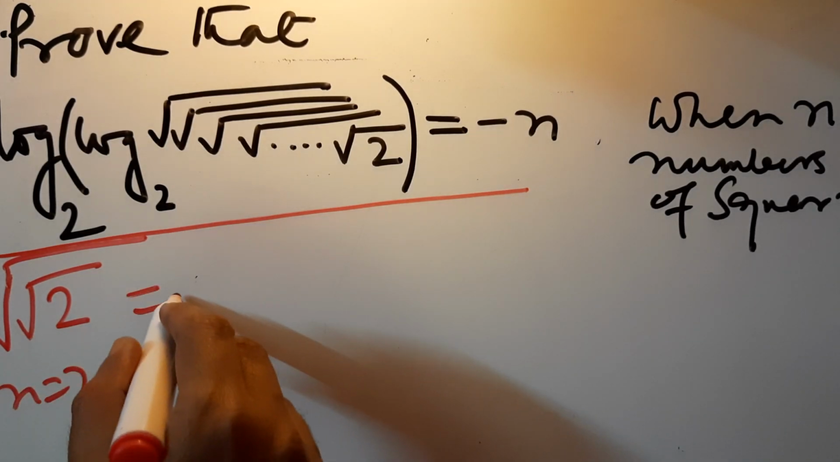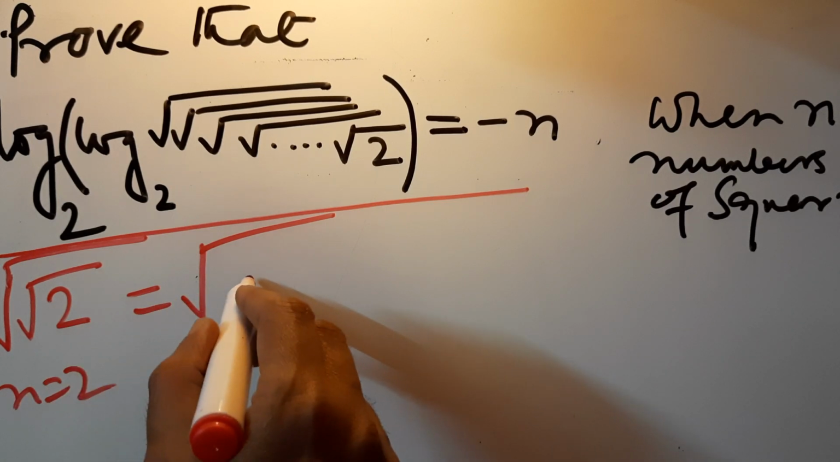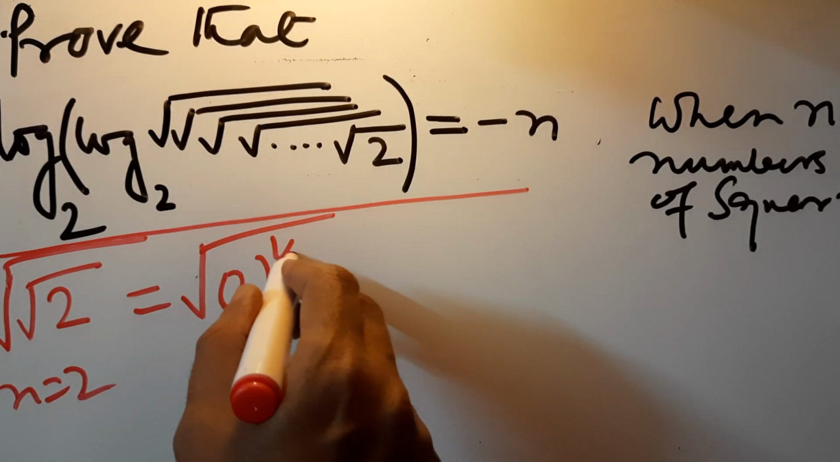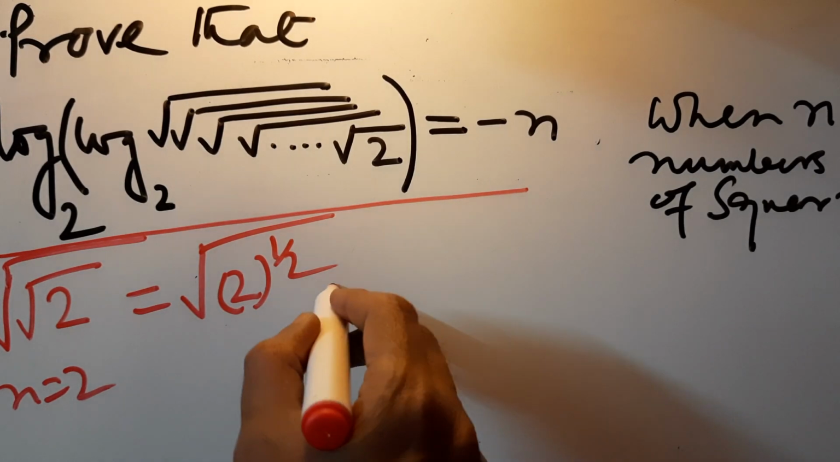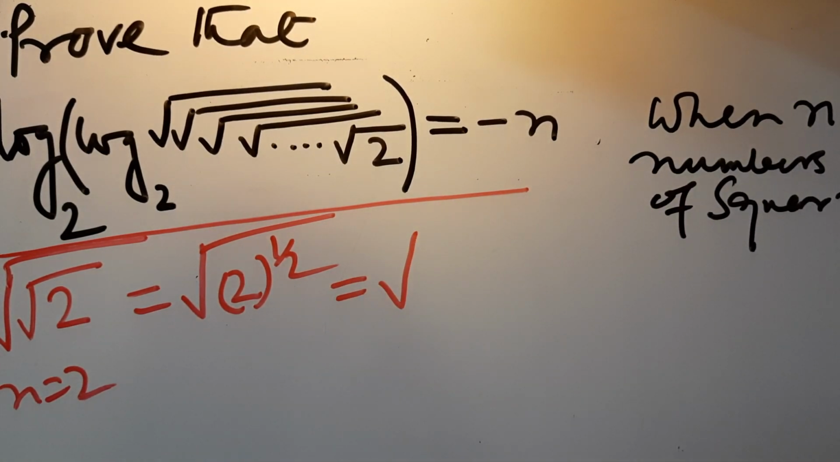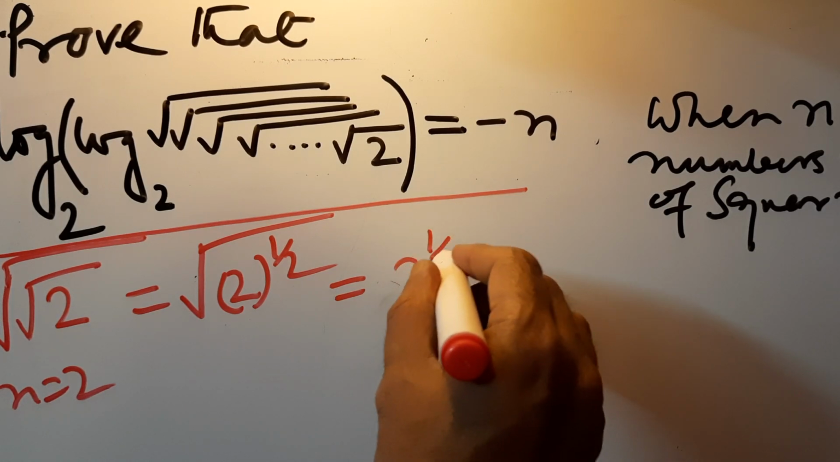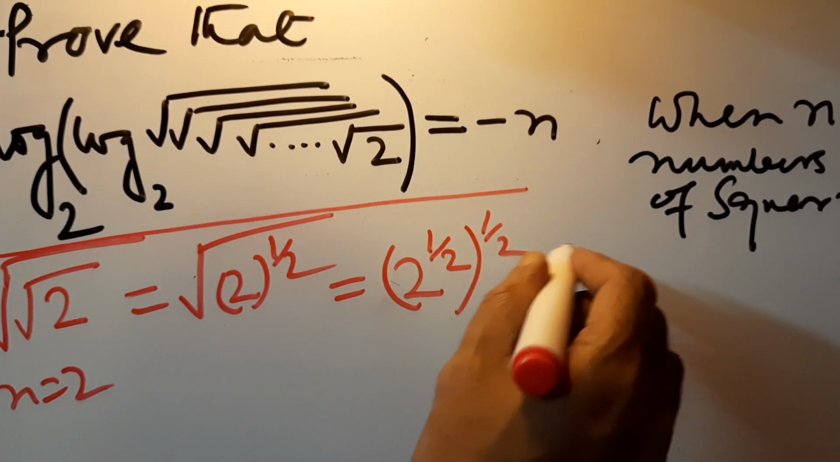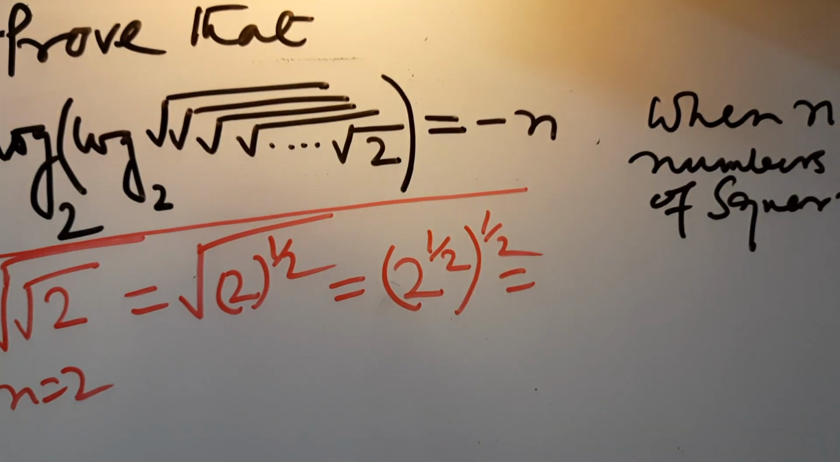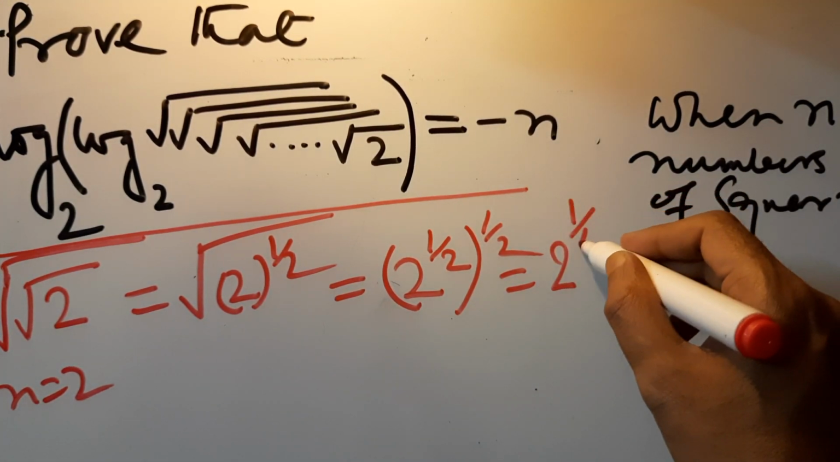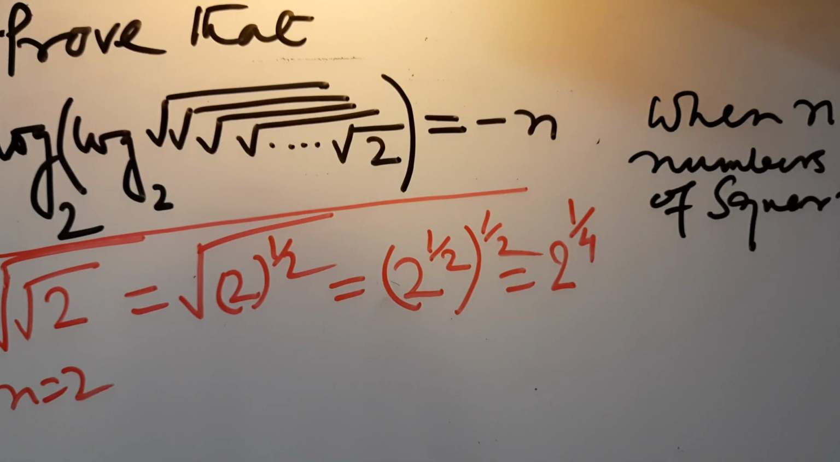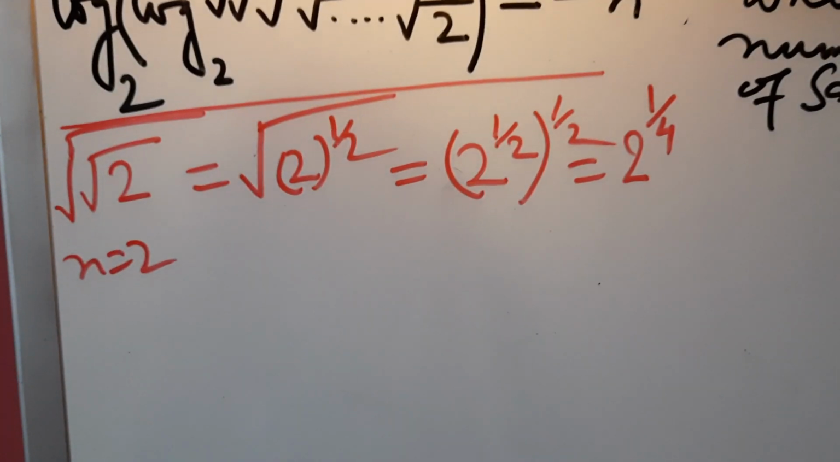First, square root of 2 means 2 to the power of half. Now again, if we break into this first square root, then this will be 2 to the power half to the power half. So that means 2 to the power 1 by 4, correct? For n equal to 2, we got 2 to the power 1 by 4.